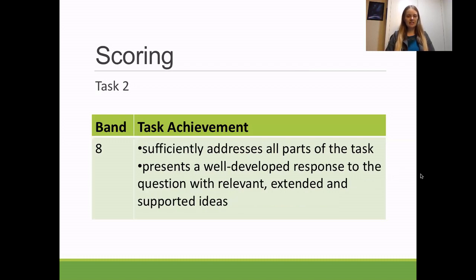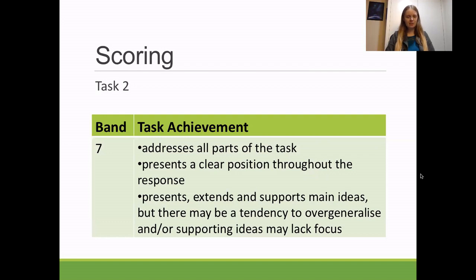For band 8, a score of 8, you would have to sufficiently address all parts of the task and present a well-developed response to the question with relevant, extended, and supported ideas. So very similar to a score of 9, just not quite as perfectly developed. So you're still addressing the question that they asked you, and you're being well-developed, but it could be better.